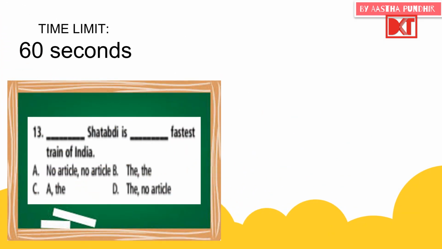Okay, here. Dash Shatabdi is dash fastest train of India. This one's also pretty easy. Again, we're talking about the title. Here is the name, the name of a train. So we can use the definite article. Then here we are using the superlative adjective. So in front of the superlative adjective, we always use the definite article, which is the. So the Shatabdi is the fastest train of India. The correct answer is.